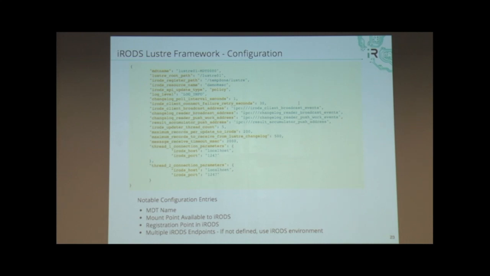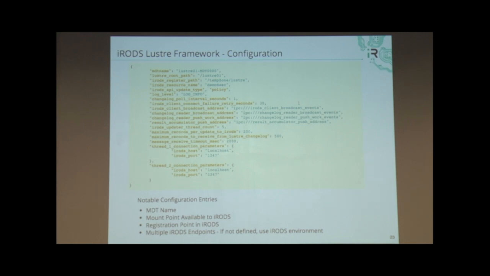Okay, here's an example of the Lustre configuration, I mean the configuration of the connector. A couple things that this demonstrates are the Lustre specific things that we have to give the connector: the MDT name, the mount point that's available to iRODS, so that when iRODS interacts with the objects, it knows where to find them on the system, and the registration point in iRODS. So right now iRODS has a logical namespace and path, and we map all of the physical paths directly from the mount point to the registration point within iRODS.